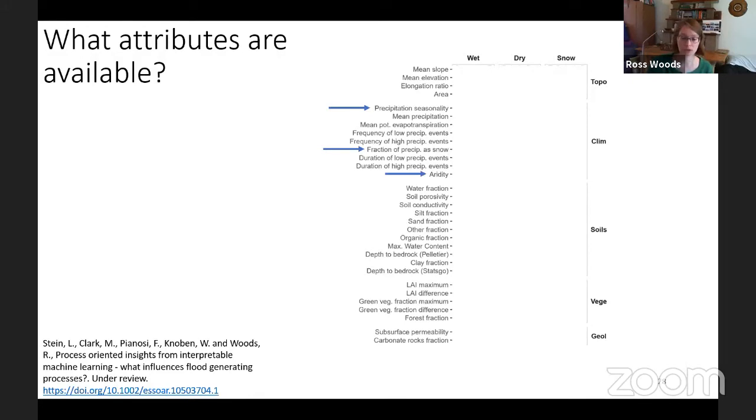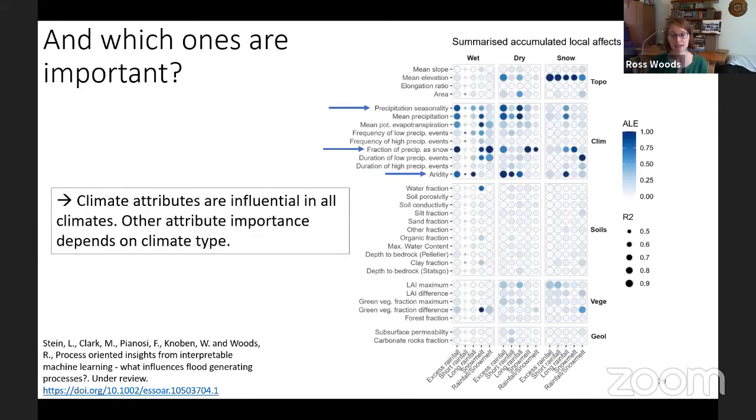But the thing that you need to know is that basically the darker the point is, the more influential is the attribute. And the larger the point is, the more we actually trust the result that we're seeing. And on the bottom, you can see our different processes. And in general, we can see it's definitely the climate attributes which are mostly the important ones. They're important for nearly all flood generating processes. They're important in all the different climate groups.